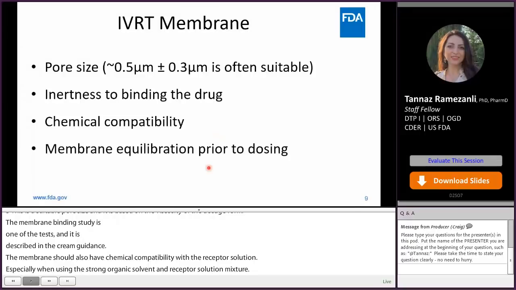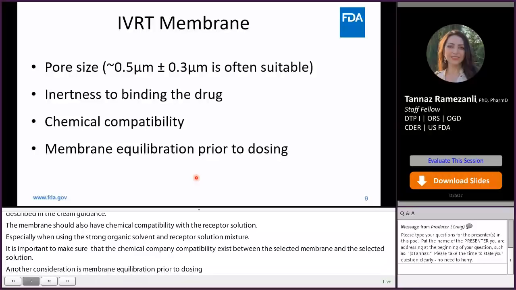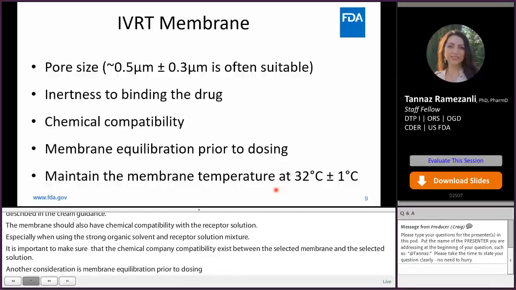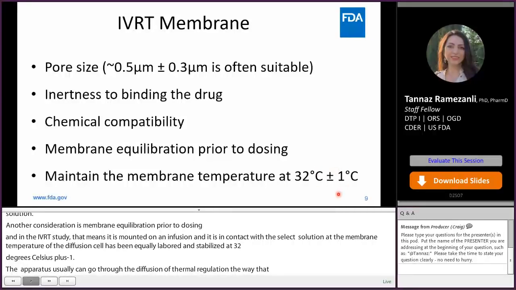It is important to make sure the chemical compatibility exists between the selected membrane and the receptor solution. Another consideration is membrane equilibration prior to dosing in every IVRT study. That means the membrane is mounted on a diffusion cell and is in contact with the receptor solution, and the membrane temperature of the diffusion cell has been equilibrated and stabilized at 32 degrees Celsius plus or minus 1. The apparatus usually can control the diffusion cell thermoregulation so that the surface of the membrane is maintained at 32 degrees Celsius, and this is a temperature that should be monitored and controlled during the IVRT study.